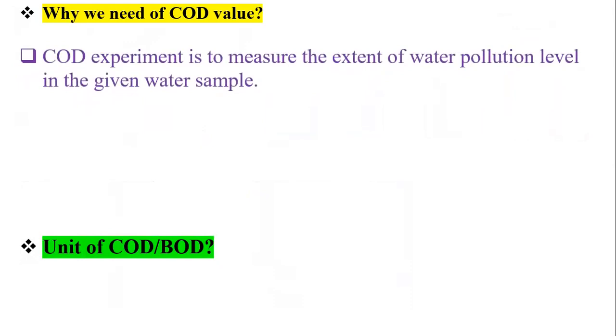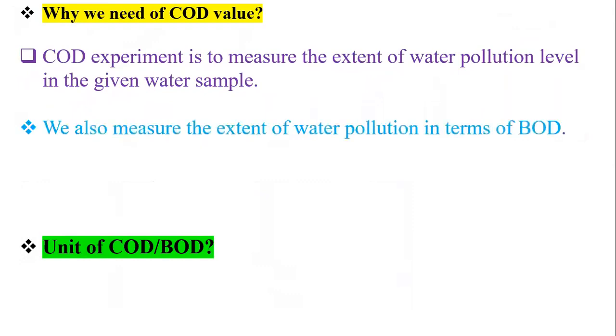Next, why do we need the COD value? What is the necessity of the COD experiment? Yes, the COD experiment is to measure the extent of water pollution in the given water sample. If you give a water sample, it may be a packaged water sample, a groundwater sample, or a collected lake water sample, and we can predict how much chemical is present by the COD value.